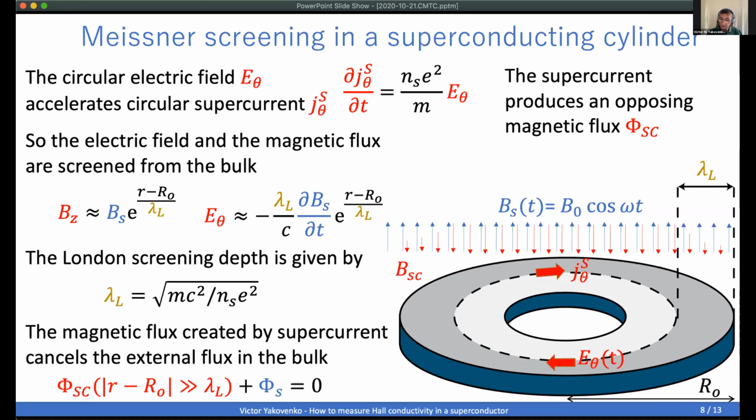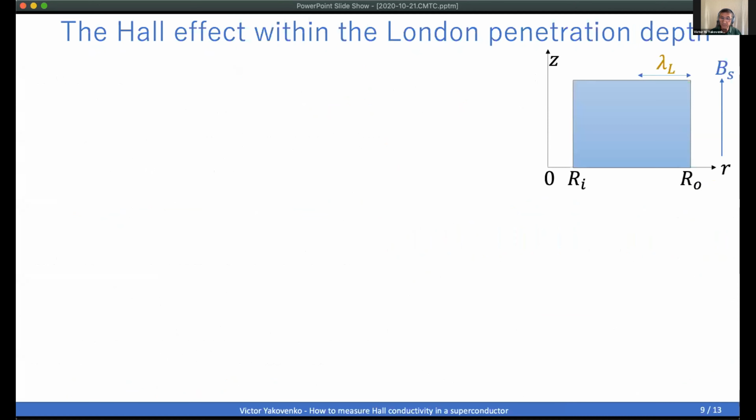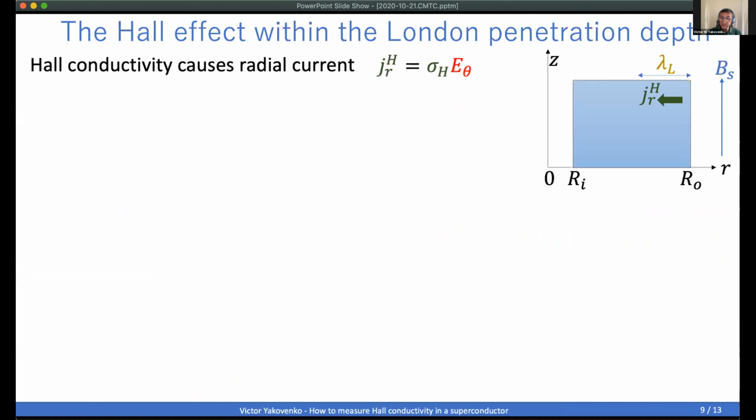In a nutshell, there will still be an electric field present within the London length, and this circular electric field will induce a radial Hall current. This radial Hall current can then produce charge accumulation, which can be measured. That's shown in more detail in the next slide, where I show a side view. Imagine the cylinder, and we look at it from the side. Again, this is the magnetic field, this is my cylinder extending in this direction, and this is the radial coordinate.